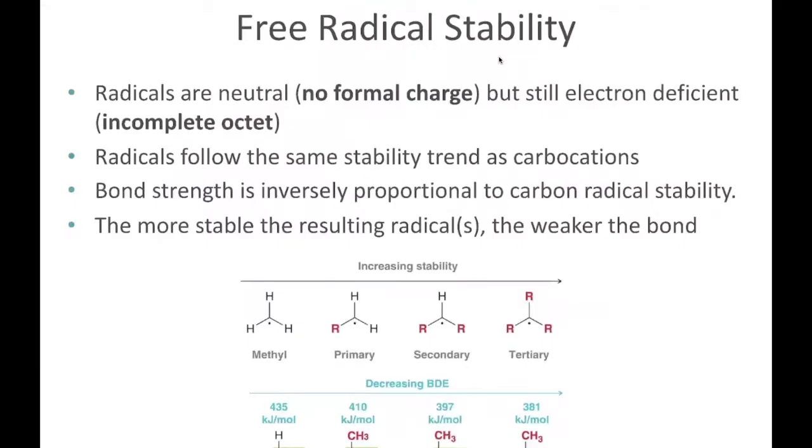If we talk about free radical stability, it is the same as carbocation. Now, radicals do not have a formal charge, but they're still electron deficient and they have an incomplete octet. They follow the same trends as carbocations. Bond strength is therefore inversely proportional to the carbon radical stability. The more stable of a radical we create, the weaker that bond was.